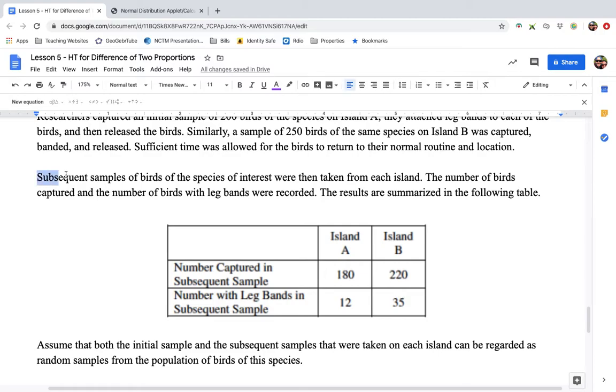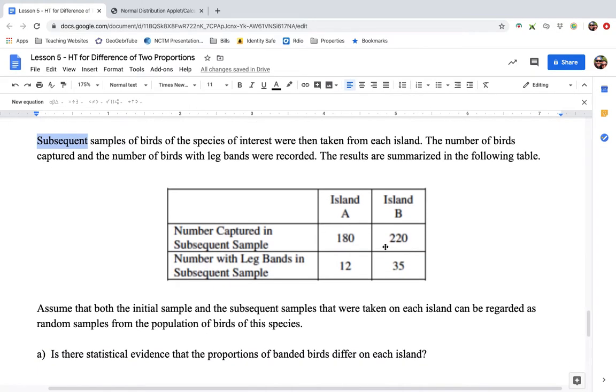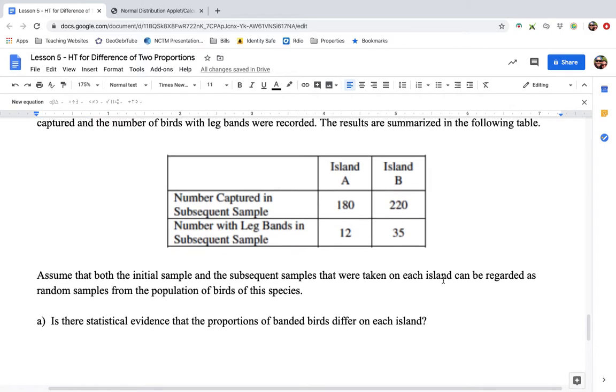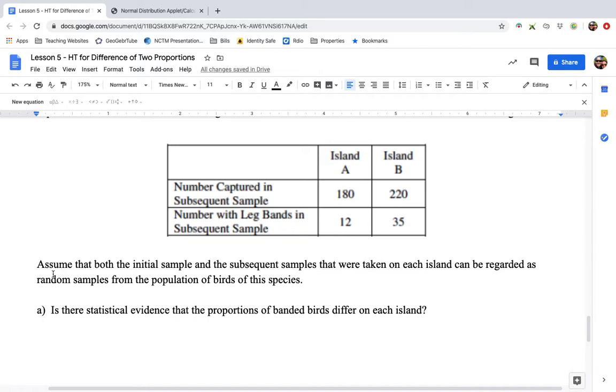Subsequent samples of birds of the species of interest were then taken from each island. The number of birds captured and the number of birds with leg bands were recorded. The results are summarized in the following table. So from island A, they took a sample of 180 birds. 12 of them came back banded from the previous sample. And then island B, they took a sample of 220 birds, and 35 of them came back having banded legs.